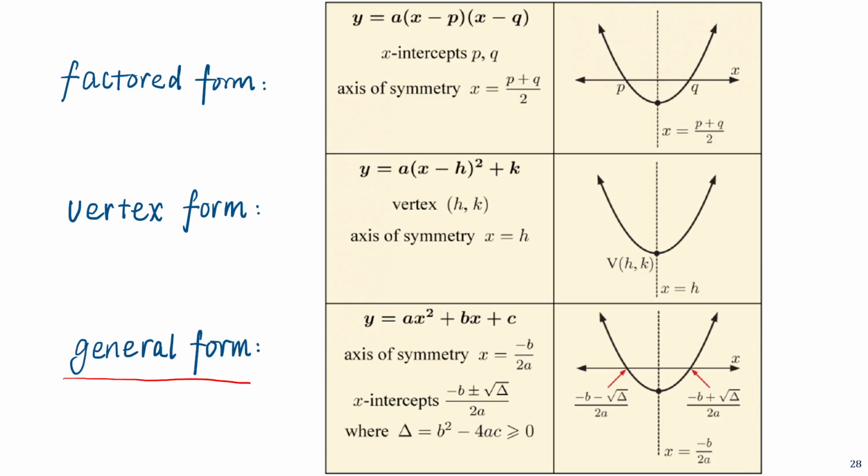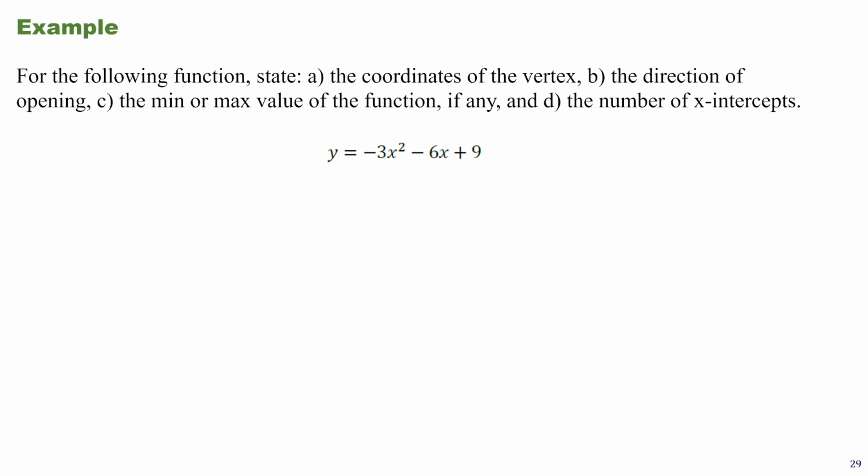Okay, and next let's have a look at an example to check your understanding of quadratic functions. So for the following function, can you state the coordinates of the vertex, the direction of opening, the min or max value of the function, if any, and then the number of x-intercepts? Okay, so how do you analyze this question? For the coordinates of the vertex, you could directly use the formula to find it, right?